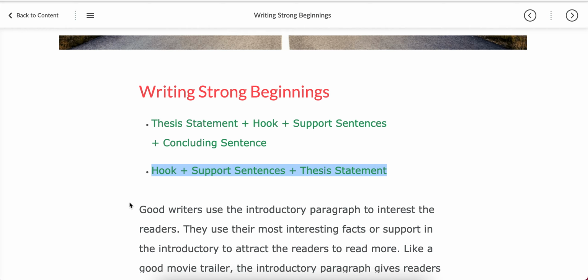Now, if you do write it as the first sentence, I will not deduct points. However, I will point out to you that in general, it should be the final sentence of the opening paragraph. I will not deduct points because the lesson does discuss how the thesis statement could be the first sentence.